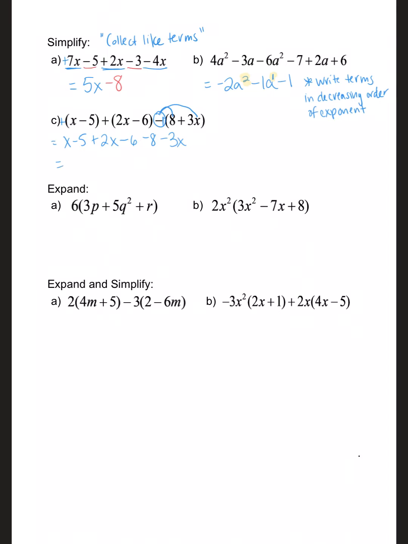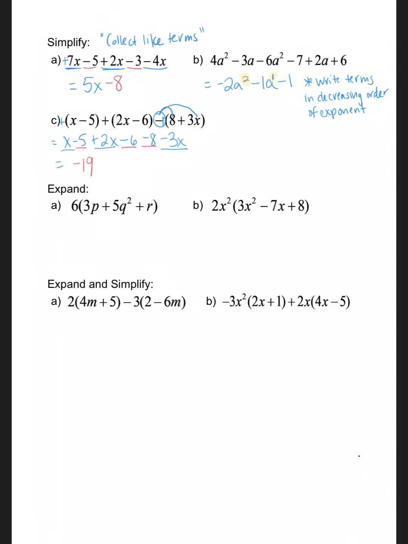Okay, so from there, we'll just collect our like terms. So we have x plus 2x is 3x, minus 3x is 0. So we don't have any x's. Now if we look at our constants, we have a negative 5 minus 6 is a negative 11, minus 8 is a negative 19. Okay? So that's just when we're collecting like terms. Sometimes we might need to expand and then simplify. We're going to start with just expanding, and then we'll combine the two.